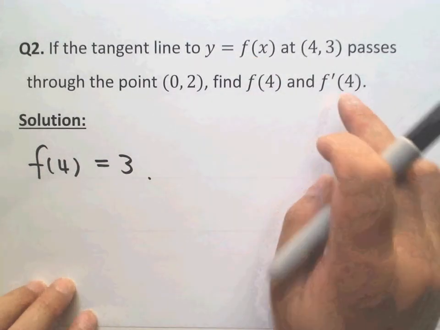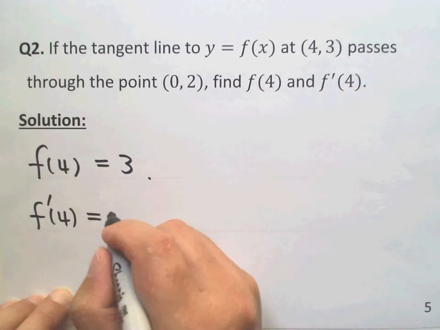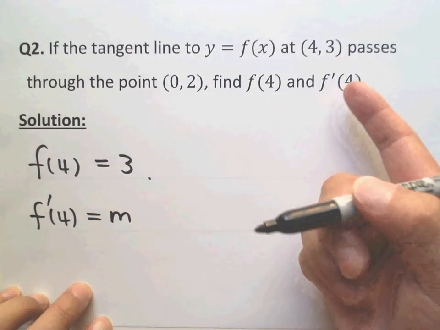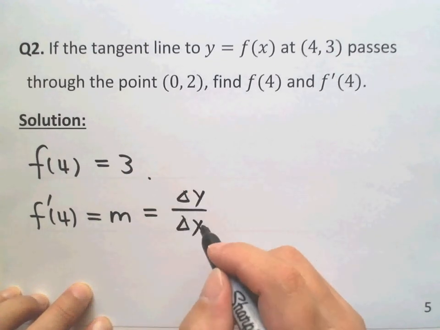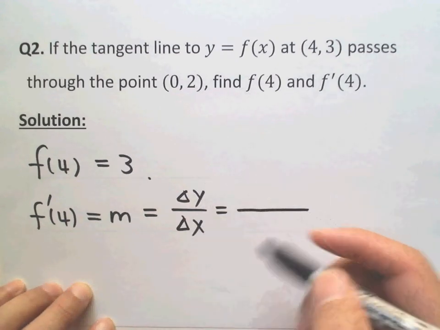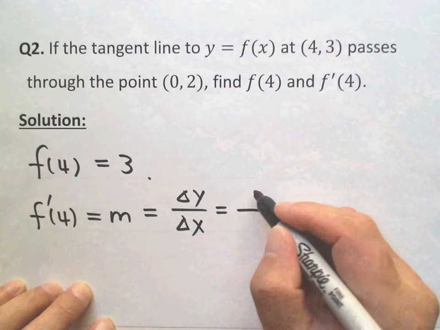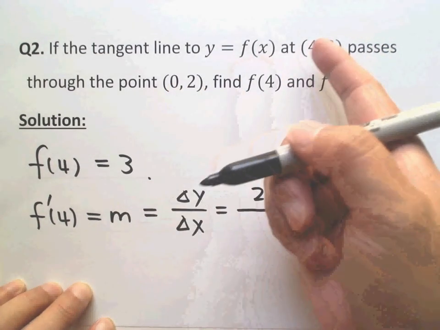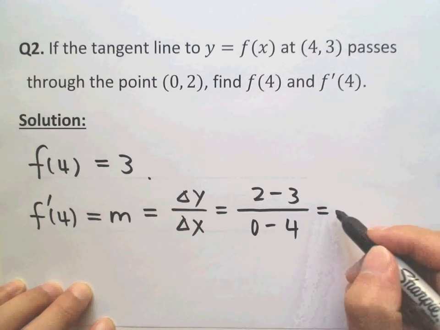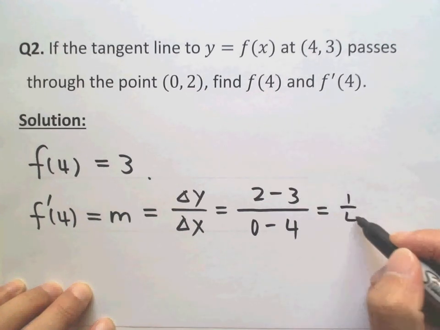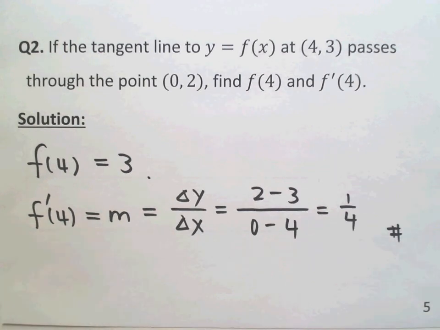And the second is the slope. What is the derivative at 4? The derivative at 4 is the slope at this point, right? The slope at x equals 4. The slope is delta y over delta x, right? The rise over the run. The rise is delta y. I can use this point minus that point, so 2 minus 3 is delta y. And delta x is 0 minus 4. Okay, and then do the calculation. So negative 1 over negative 4 is 1 over 4. See, 1 over 4 is the derivative, just the slope. That's all. Thank you.